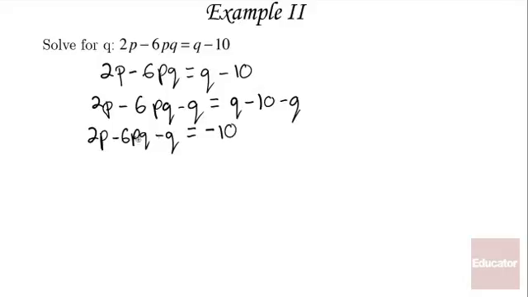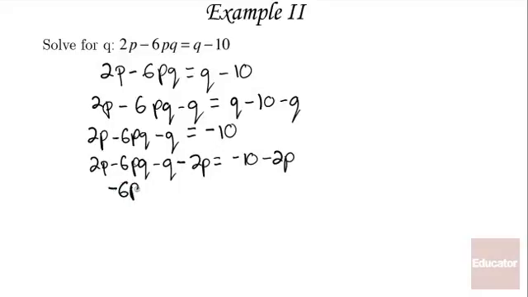Looking down here, I have all my terms containing q on the left, but I also have a term that doesn't contain a q over there. I have 2p. I want to move that over to the right side. In order to do that, subtract by 2p. That leaves me with -6pq minus q. The 2p's cancel out, equals -10 minus 2p.